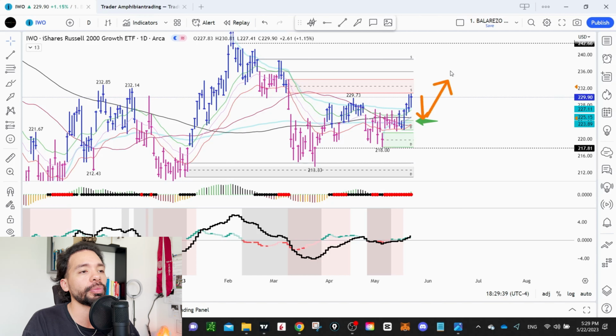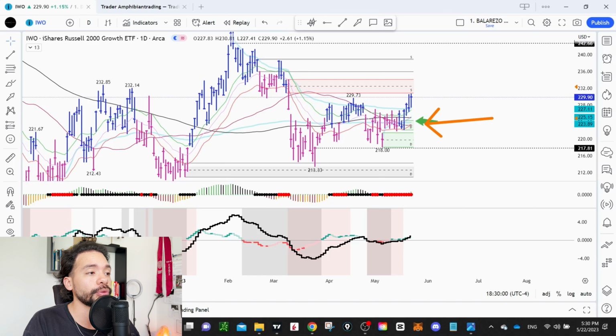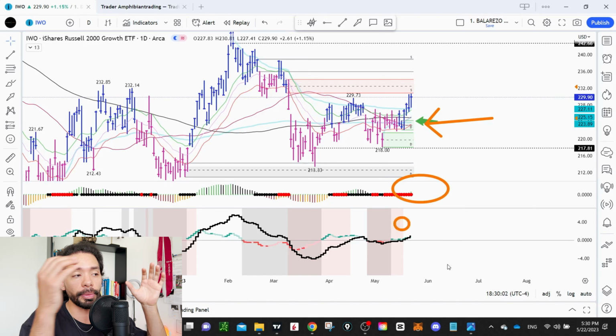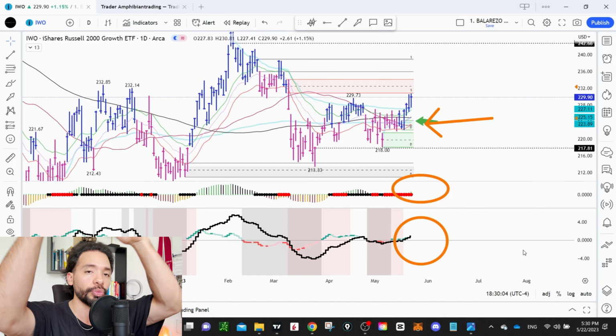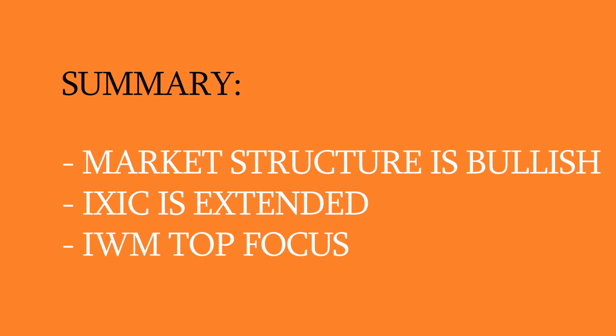Of course, I prefer not to get long right here at supply. I'm going to be waiting for those pullbacks right here into that 21 exponential moving average wave, and of course into that demand level, which will be the best price to get before a possible continuation to the upside. And of course, in terms of momentum, you can see the squeeze, and you can also see the backup trend indicator that is also moving to the upside. So basically, in summary, guys, the market is looking pretty bullish.